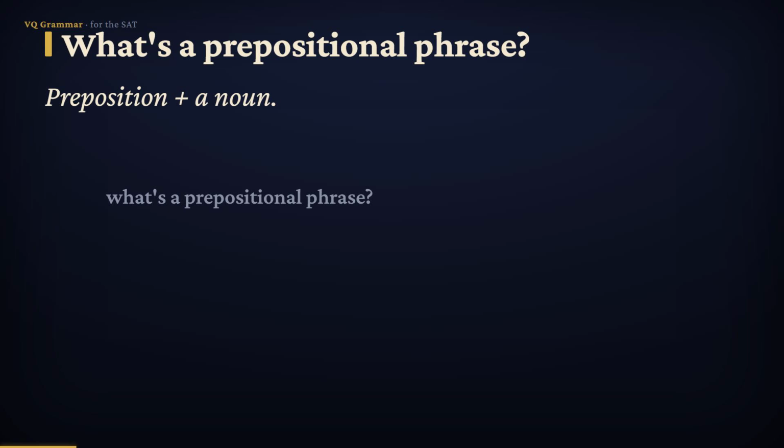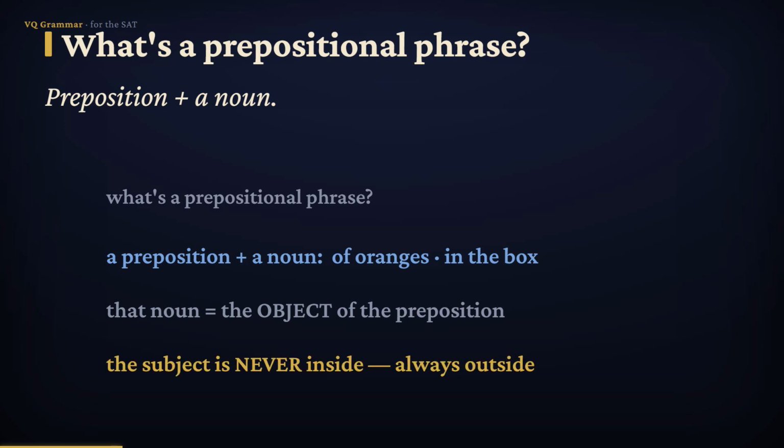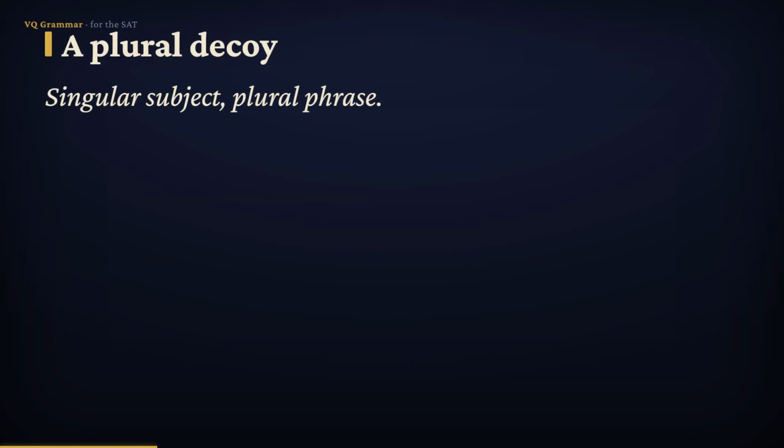A prepositional phrase is a preposition plus a noun, like of oranges, in the box, or on the shelf. The noun inside it is the object of the preposition. And here's the key rule. The subject of a sentence is never inside a prepositional phrase. So whatever noun sits in that phrase, it cannot be your subject. The subject is always outside the phrase. Let's see it in action.